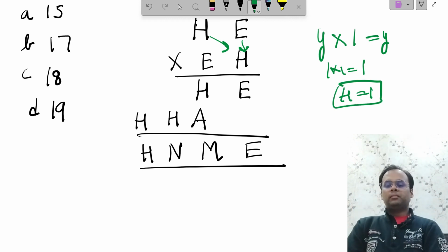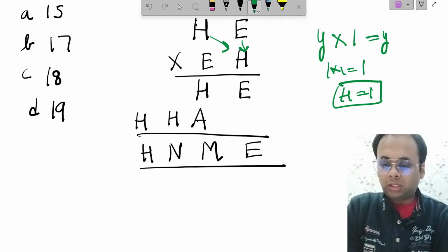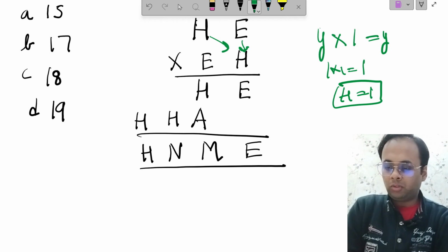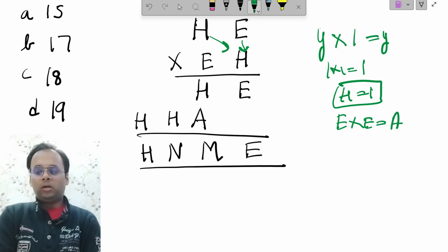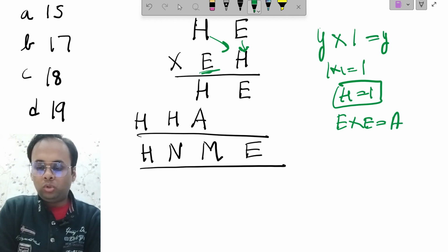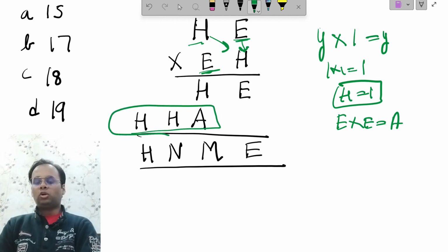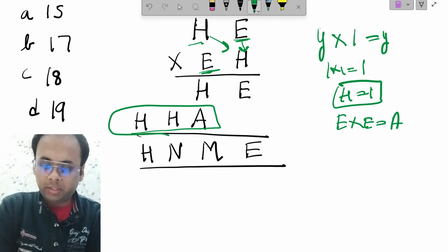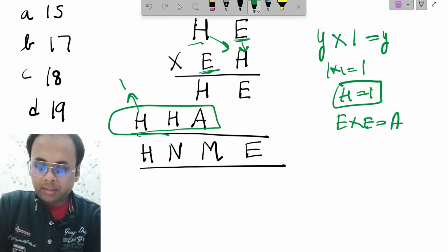Then we have E into E. E into E gives the result here, A. Now since E is getting multiplied by two digits one by one, displaying these three, it means there has to be some sort of carry. And H we have already determined as 1. So it is 1 here actually, and it is 1 here.